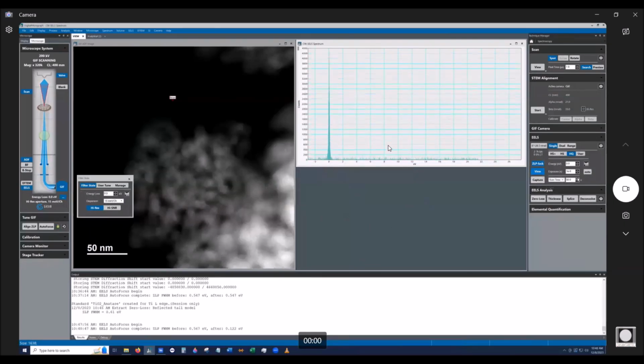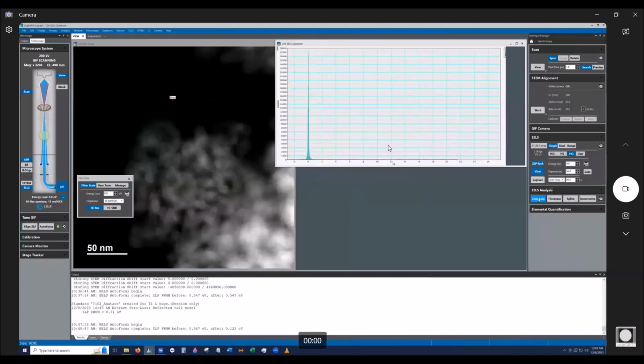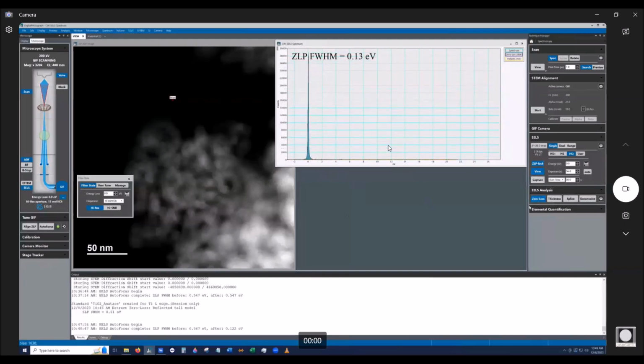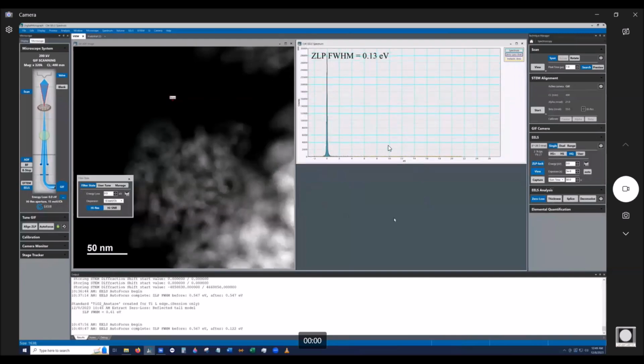Yeah, so now if we do a zero loss, that's about what I was expecting, to get something like that. So that's what our true energy resolution is. It's not what we were measuring in the other one because the dispersion was a lot higher, right? The dispersion before was 150 MeV per channel versus 15 MeV per channel.